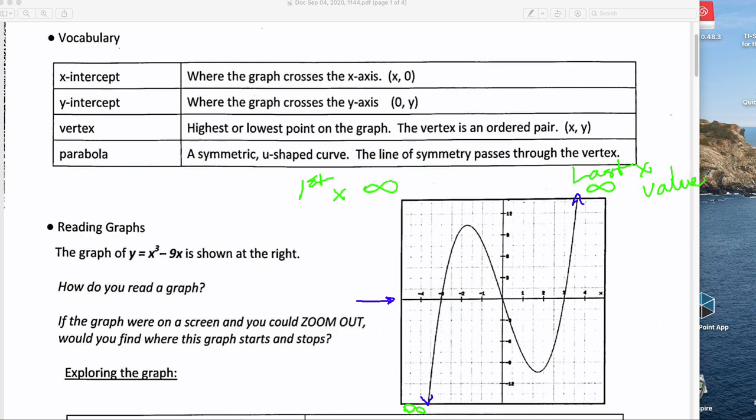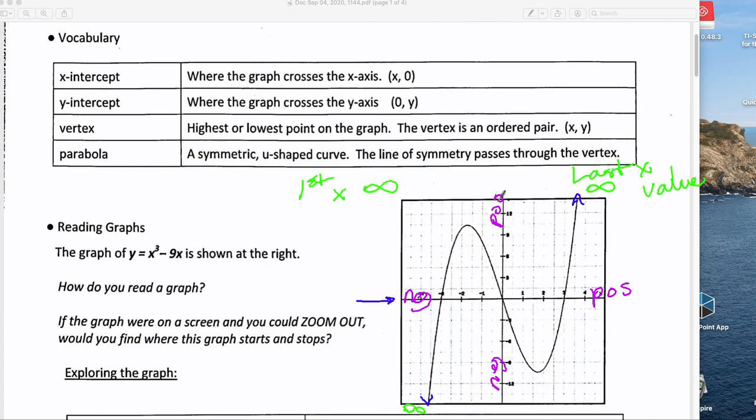All right, now I'm going to do the same thing. I'm going to look for the first and the last values for y. But we don't do that from left to right. If you'll notice, we went from negative to positive. So we're going to do the same thing when we look for the y's. We're going to start down here where the y's are negative and move to where they are positive.